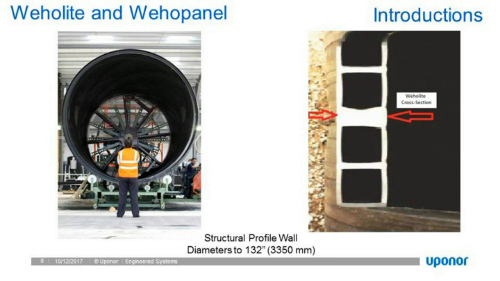So the photo on the left shows a larger diameter Weholite coming off of the mandrel. On the right is a cross-section of the pipe where you can see the factory welds, which are the thinner welds you see in that photo, and the weld in the middle is a full wall field weld that would be used for higher pressure applications.